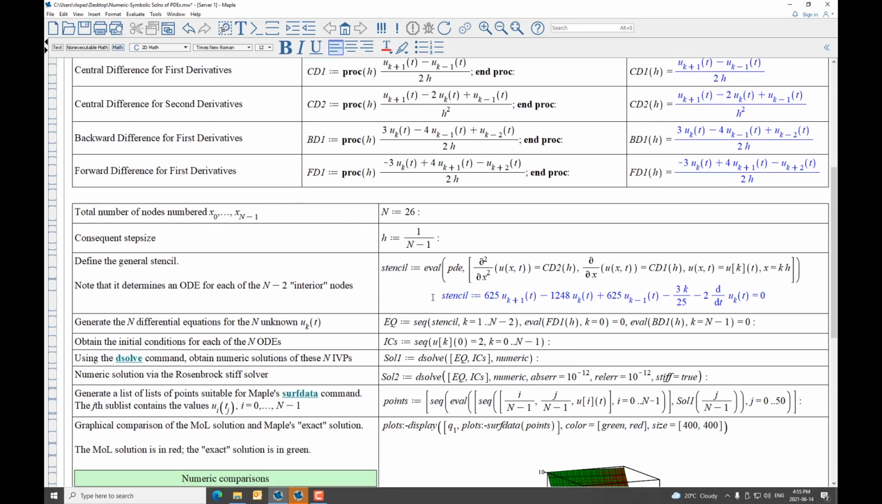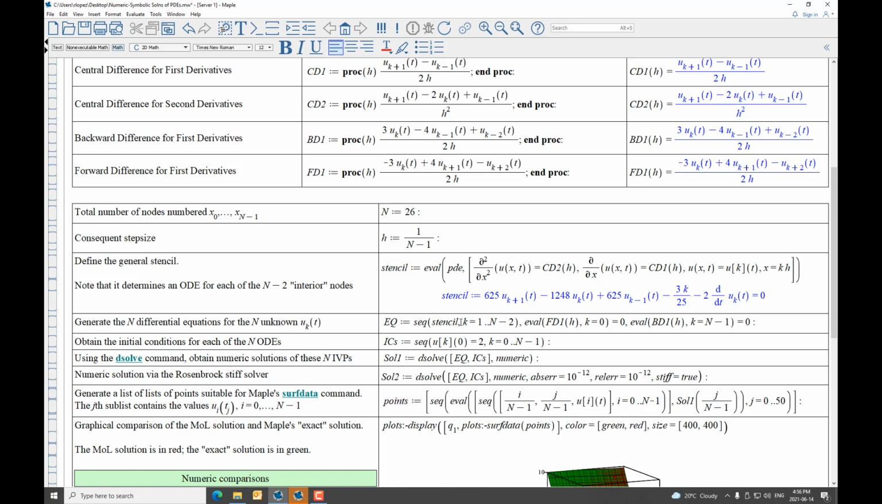Then define the general stencil for the finite differences. So substitute into the differential equation. Any place you see a second derivative, you put CD2. Use this form of the approximation to the second derivative. First derivative, you replace it with this. U itself is replaced with U sub k of t, because the u's are singly indexed, and the t dependence is functional. And any x would be hk. So this is what the stencil looks like.